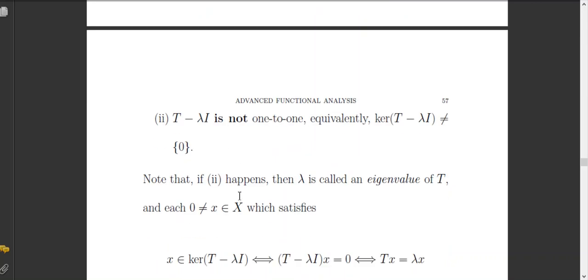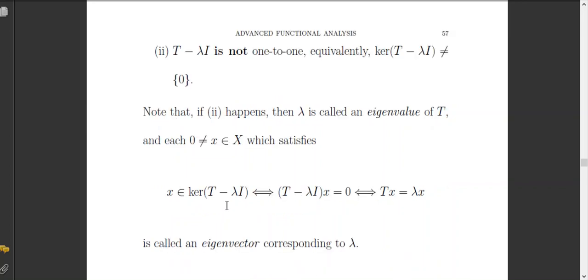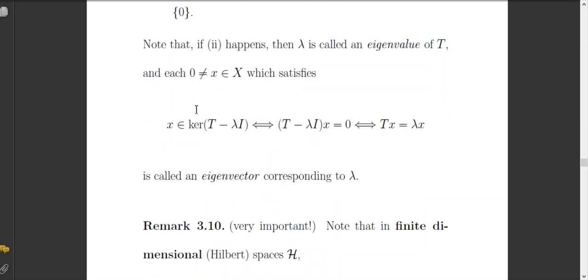If the second case happens, this lambda is called an eigenvalue of T. So in this case, the kernel has a non-zero element. It means there is a non-zero element x such that T minus lambda I at x equals 0. This is equivalent to saying that Tx equals lambda x. And this non-zero x, this non-zero vector, is called an eigenvector corresponding to lambda.